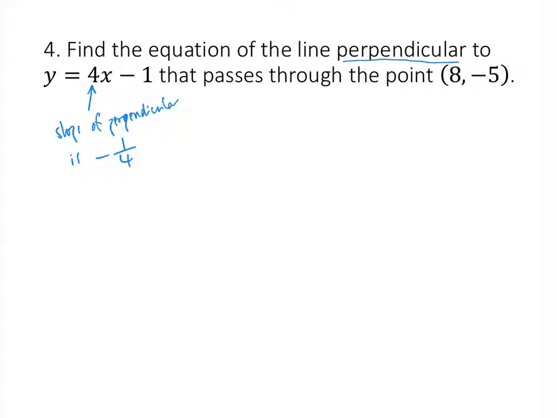So the slope of the line they gave us was 4, so the slope of the line that we want is the negative reciprocal of 4. In other words, -1 over the slope that we were given, -1/4. So now we've got a slope and a point.